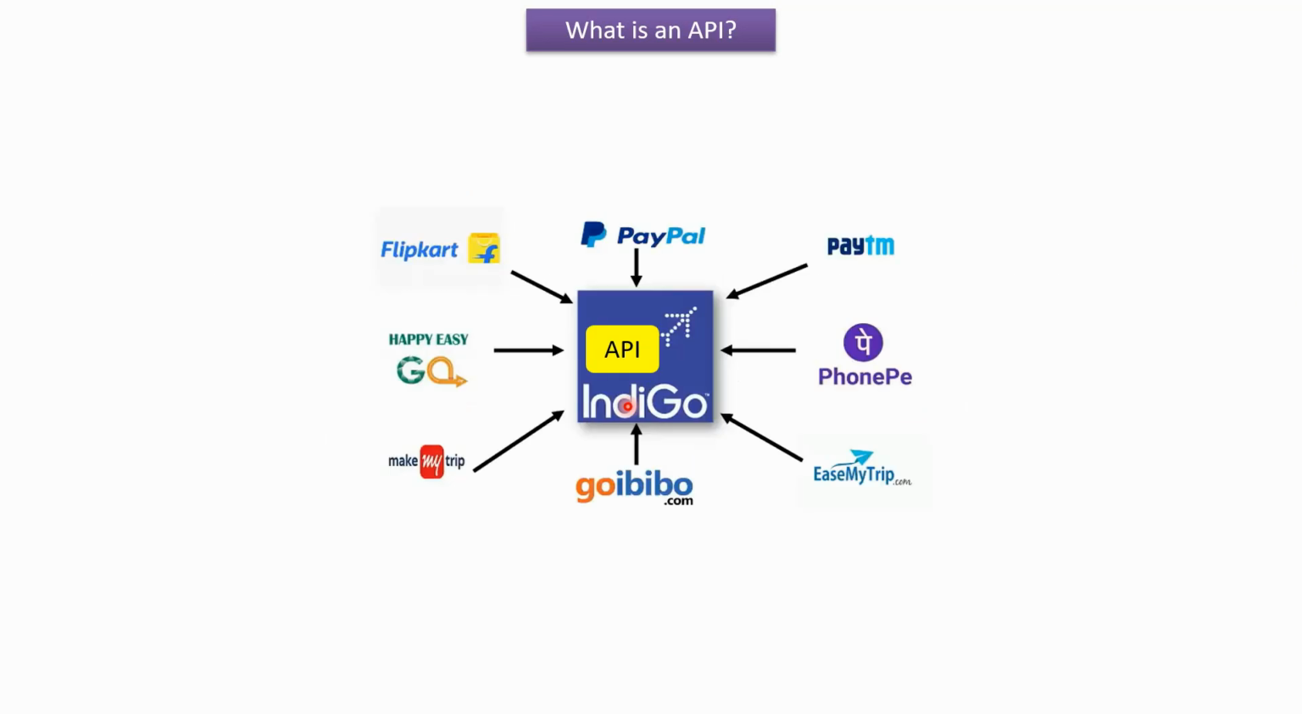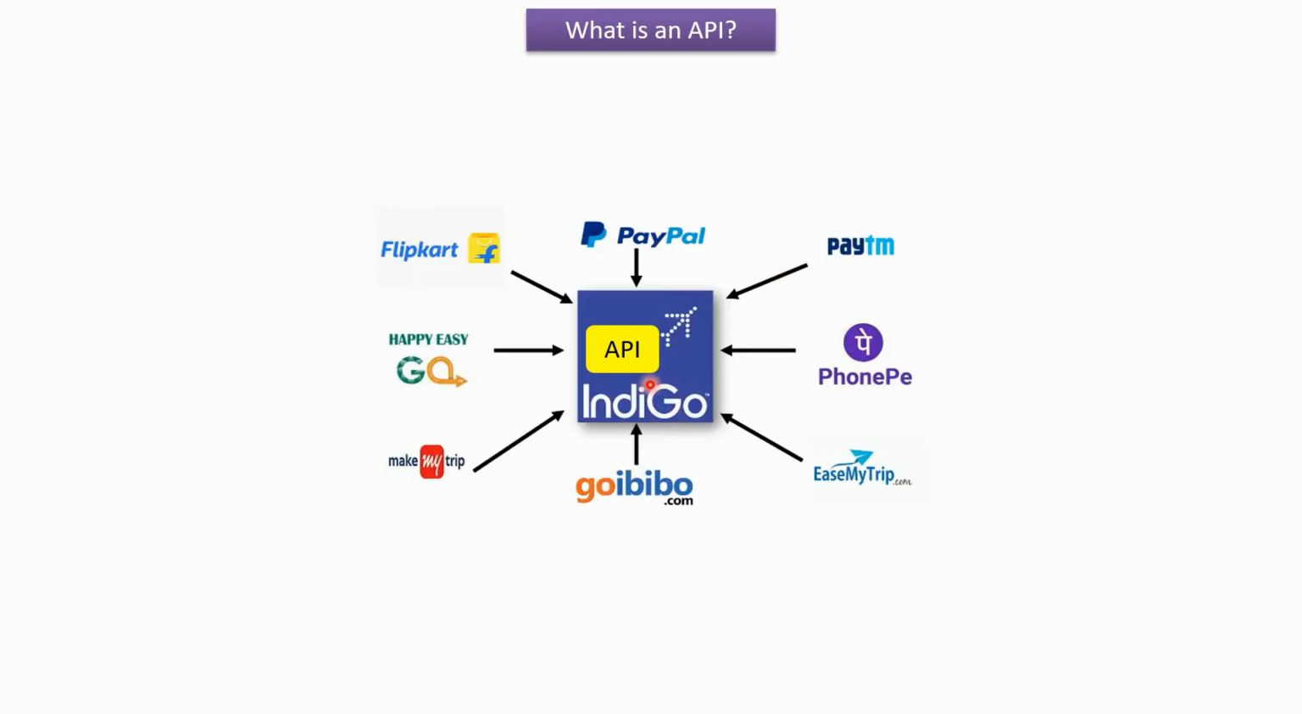Here we will see a real-time example of how API is used. Suppose you want to book a flight from Indigo. Then you can book an Indigo flight not only from the Indigo official website but also from Paytm, PhonePe, PayPal, Make My Trip, GoIBO, etc. This is possible because of API.